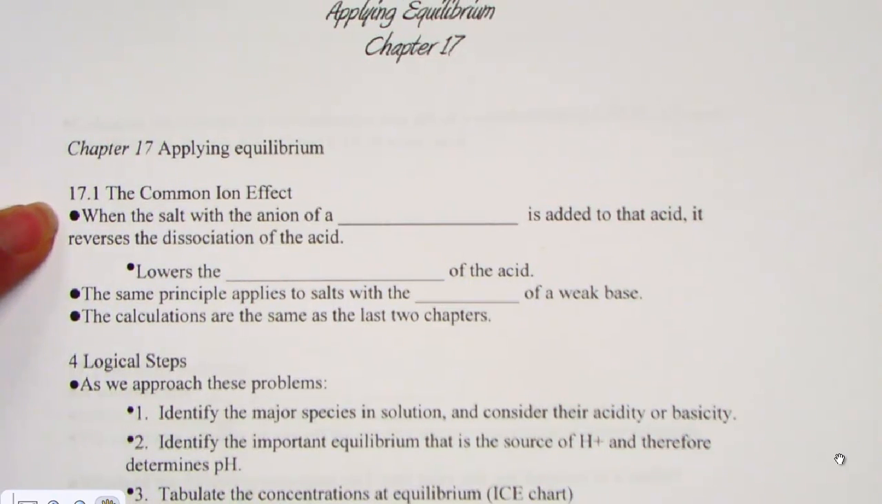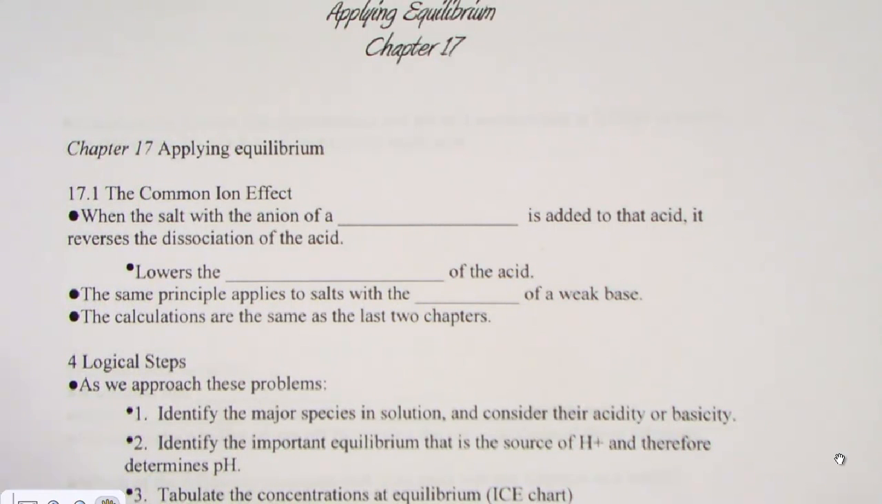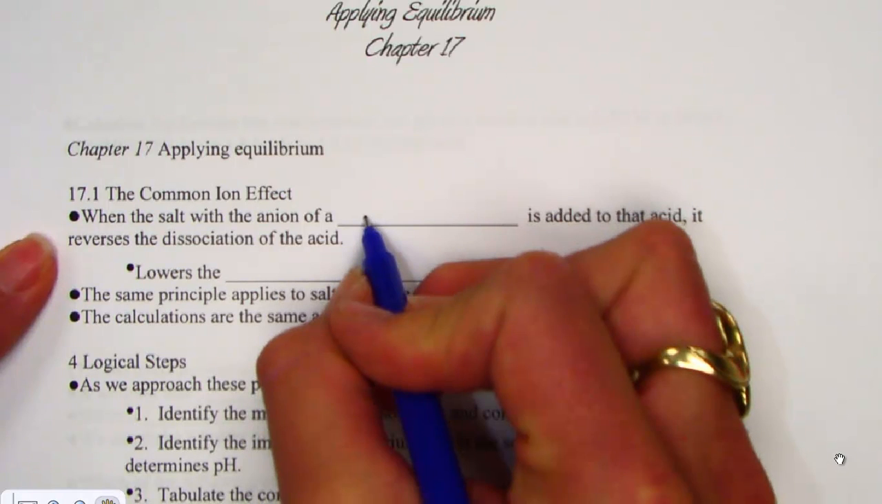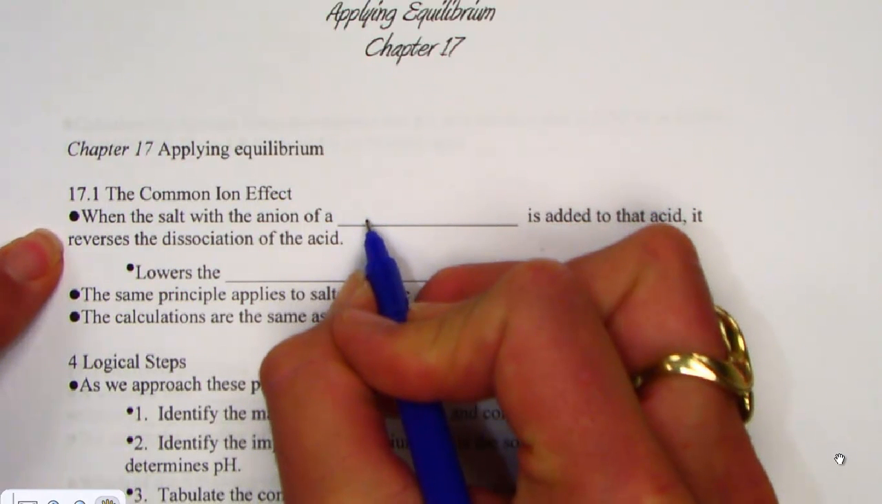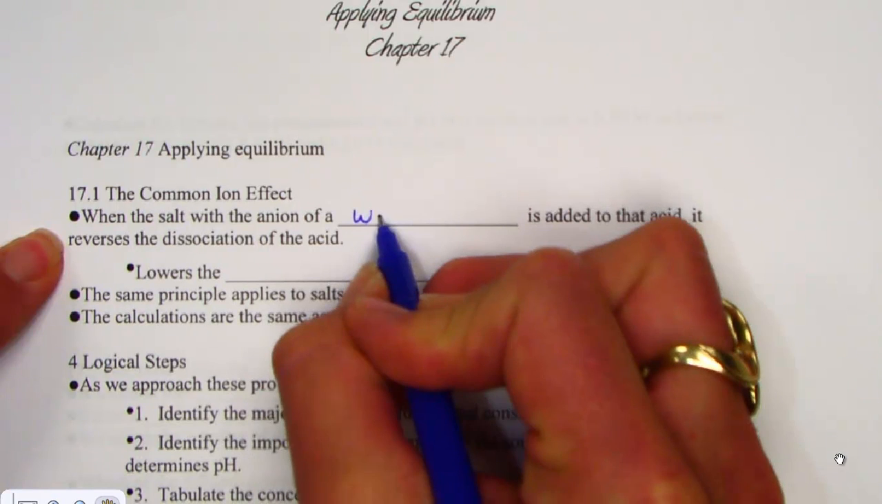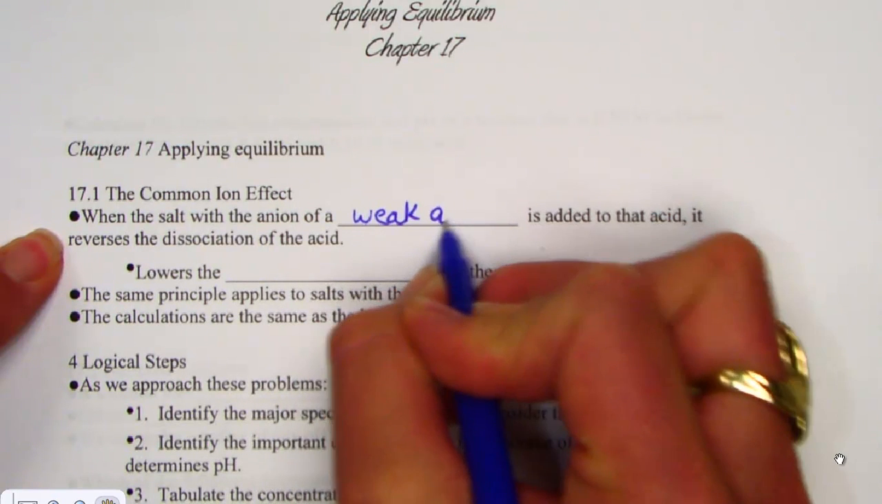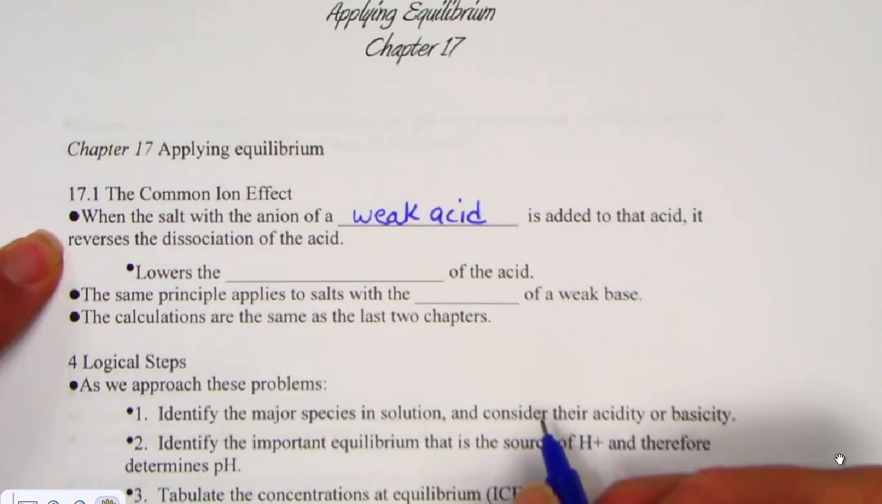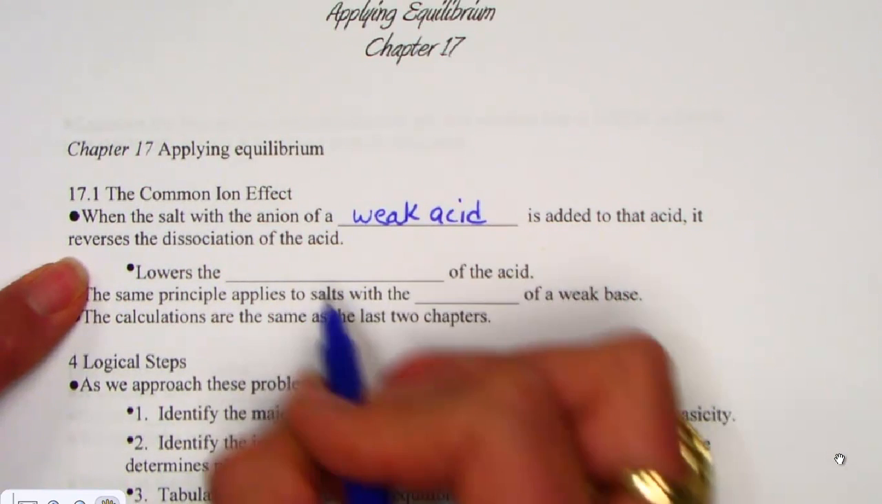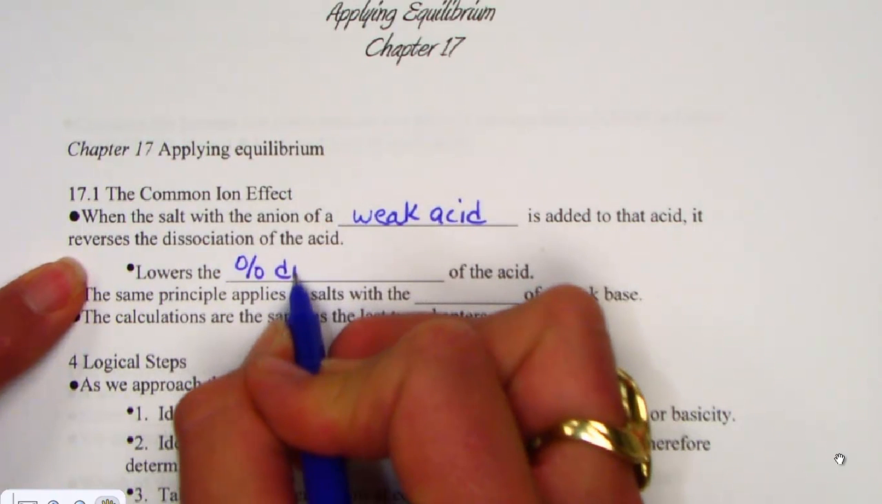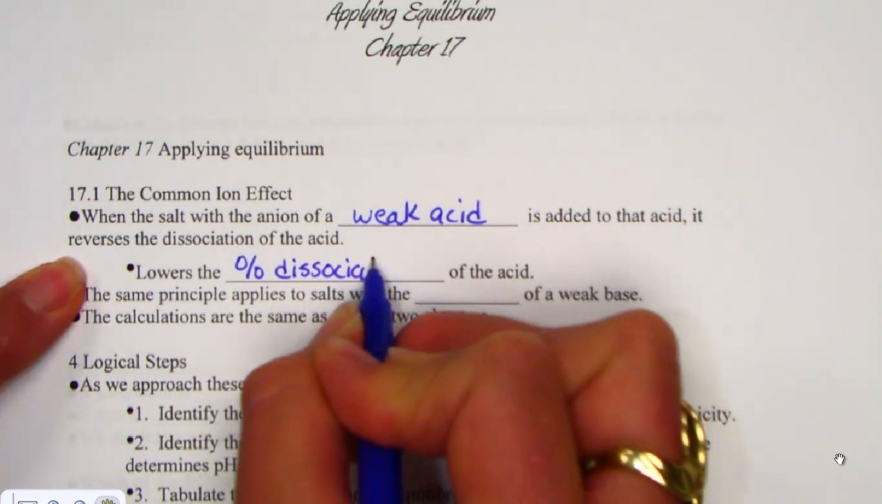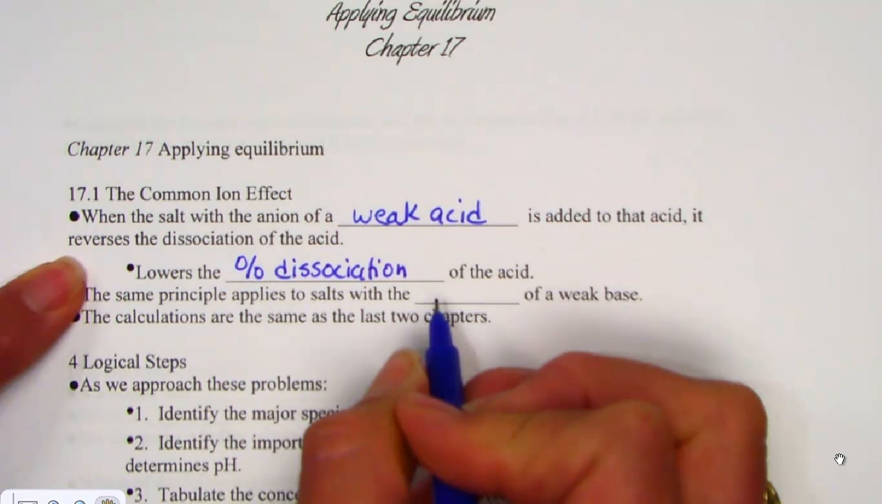So as we begin, let's think about the common ion effect. When we have 2 solutions, each with an ion that's in common, we'll look at that as the common ion effect. And one of the first examples reads, when we have a salt with an anion of a weak acid, it reverses the dissociation of the acid. And it literally does so by lowering the percent dissociation. Now let me make sense of what this sentence is saying.